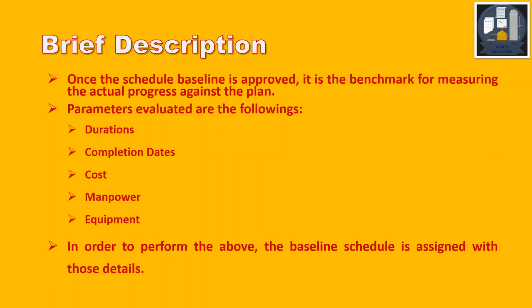The brief description: once the schedule baseline is approved, it is the benchmark for measuring the actual progress against the plan. The parameters which are evaluated are the following: durations. Durations means durations of the activities, and completion dates, activity completion dates, overall completion dates, cost, manpower, equipment, etc. In order to perform the above, the baseline schedule is assigned with the above details.